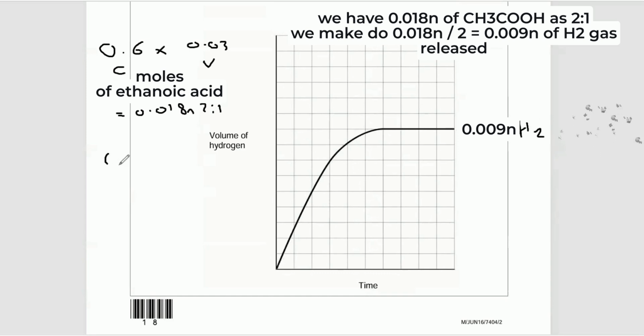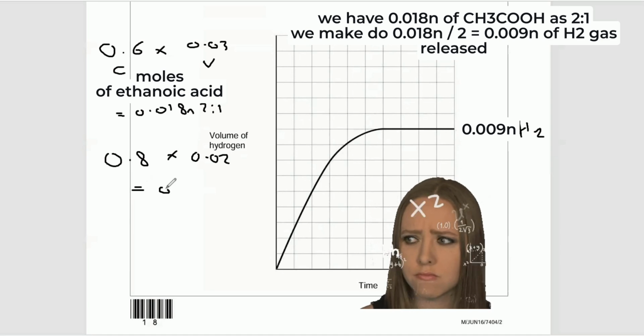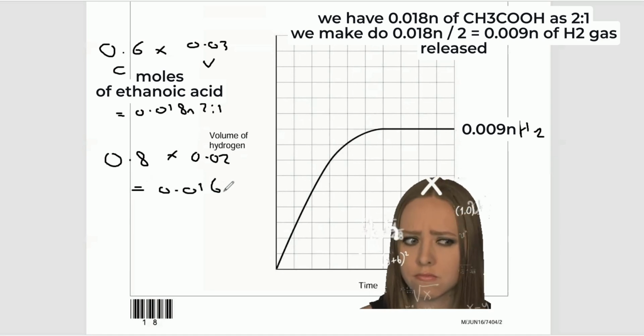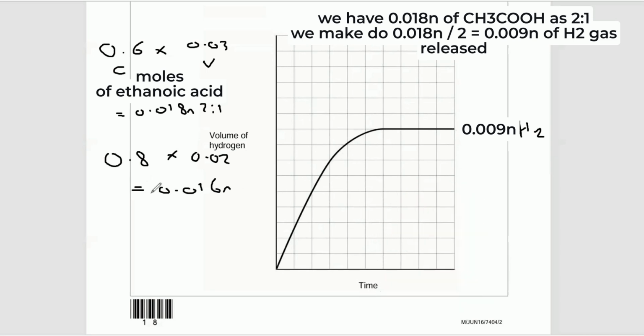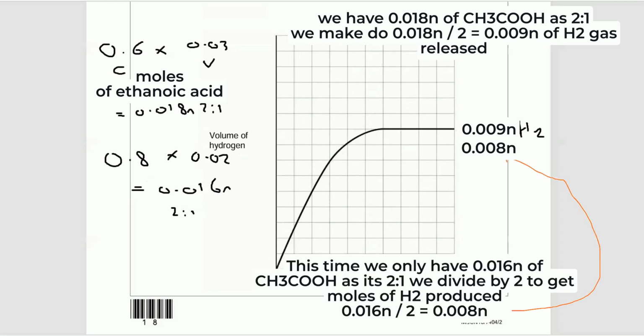However, they've told us that they're changing the conc. What are they doing? They're increasing the concentration. But this time they're doing 0.08 times 0.02, and we can work out the new moles of hydrogen, and that is going to be 0.016 moles. Now, as it's 2 to 1, the ethanoic, that's the moles of ethanoic acid, but it's 2 to 1 with the hydrogen. We're actually this time going to finish here. We can only make a maximum amount of 0.08 moles of hydrogen. So I know my line's going to finish there.